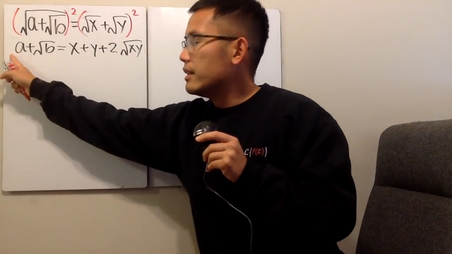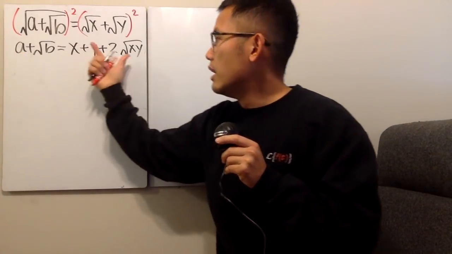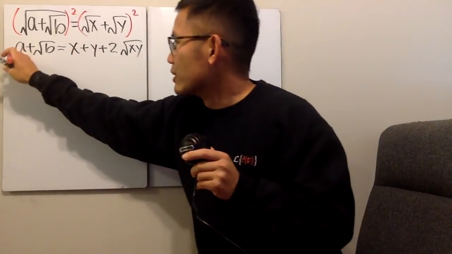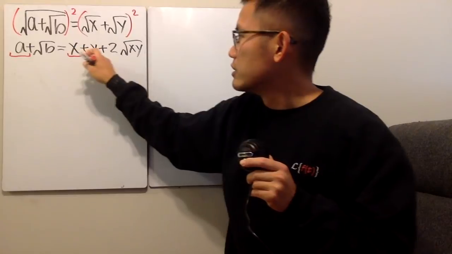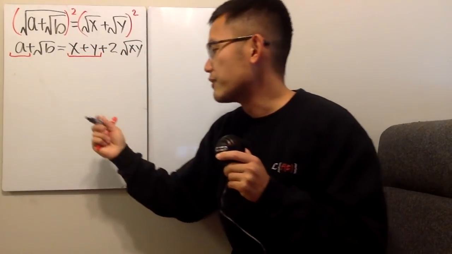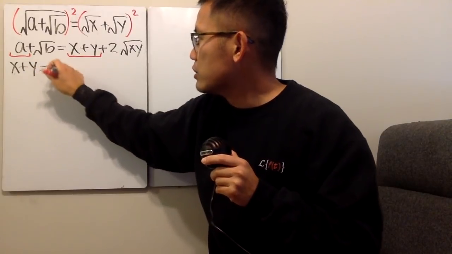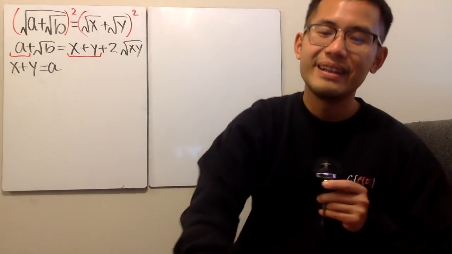Now, have a look. On the left-hand side, the a does not have the square root. On the right-hand side, the x plus y does not have the square root. So that means this has to be the same as that. And that's the first piece of information that we have. Namely, x plus y has to be equal to a, right?